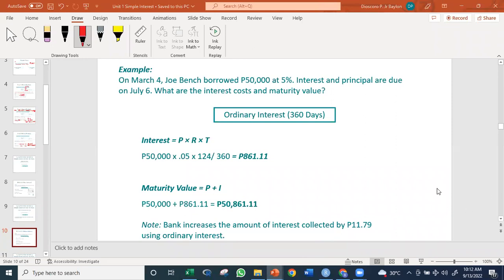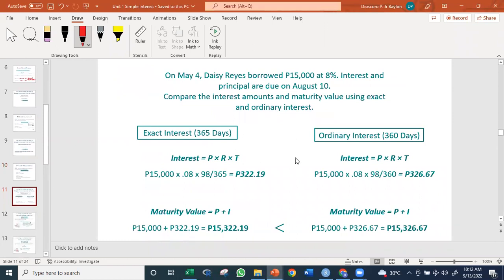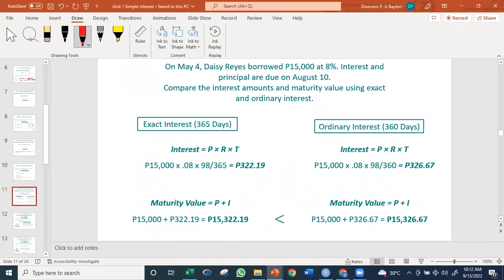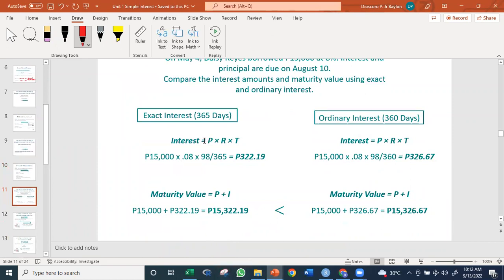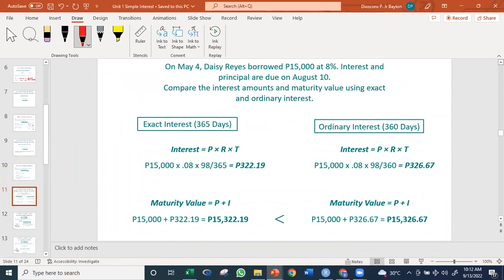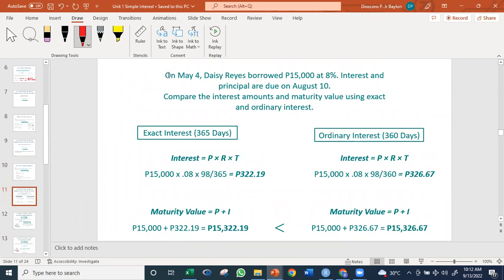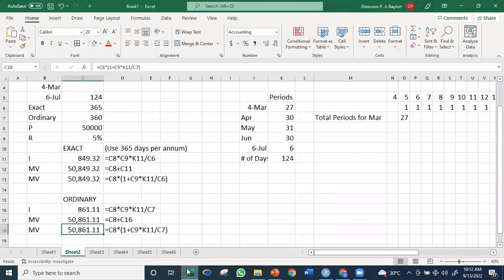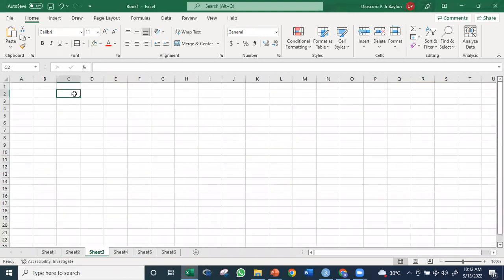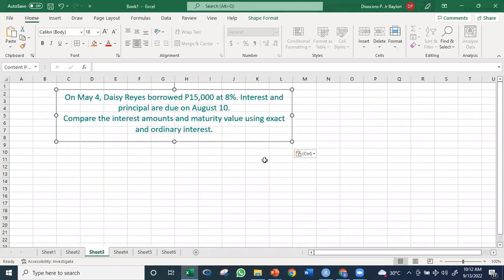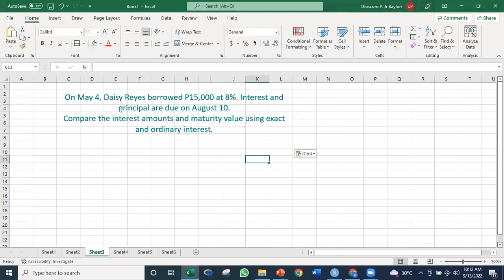Okay, so we looked at this ordinary interest. All right, so here the difference will be in the, okay, this is another example. Let's copy this, Control C, and then just as an exercise. Same thing. So this is from May 4 to August 10. All right, May 4, August 10.